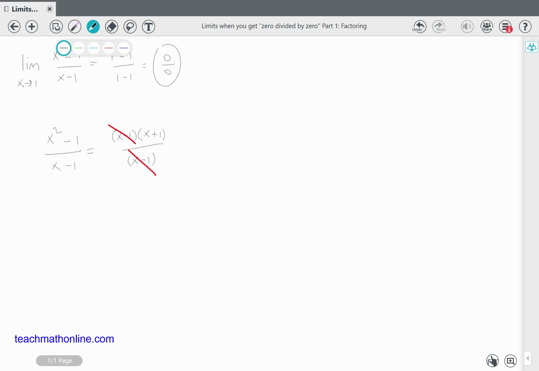So now we can write our new equation, the limit as x approaches 1 of x plus 1. This is the same as the top example, except now I have factored a little bit. Now when we plug in 1, we see we have 1 plus 1 equals 2. So now that we actually got a number and not 0 over 0, we see that the limit of x squared minus 1 over x minus 1 as x approaches 1 is going to be 2.